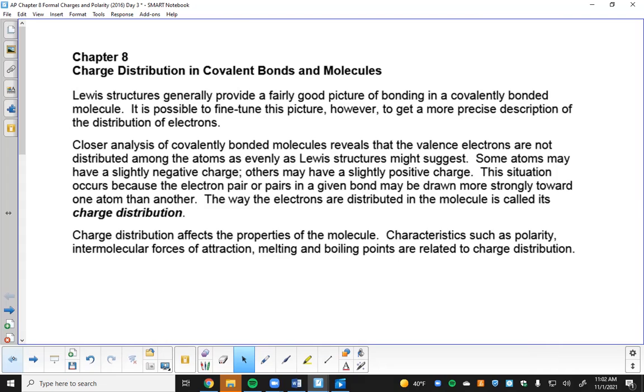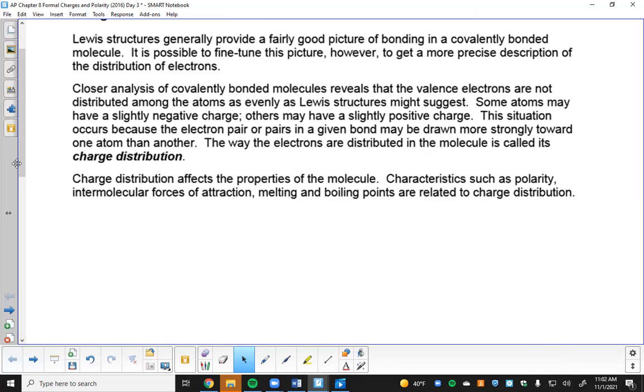Some atoms may have a slightly negative charge, others might have a slightly positive charge, and this situation occurs because the electron pair or pairs of a given bond may be drawn more strongly toward one atom than another. The way the electrons are distributed in the molecule is called the charge distribution, which results in a dipole moment. We've already looked at that kind of stuff today.